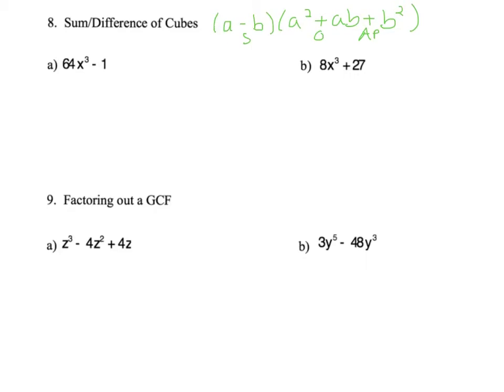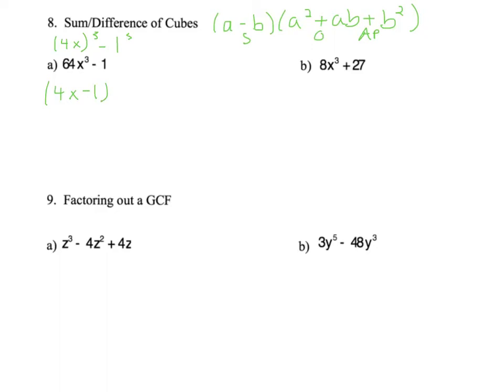So for 64x cubed minus 1, we first want to figure out what our a and our b are. What are the two things being cubed? So if we look at 64x cubed, that is the same as 4x cubed, since 4 cubed is 64. And then a 1 is just the same as 1 cubed. So our a is 4x and our b is 1. So now we just need to plug it into our pattern. So we'll have first a 4x minus 1. That's our a minus b.